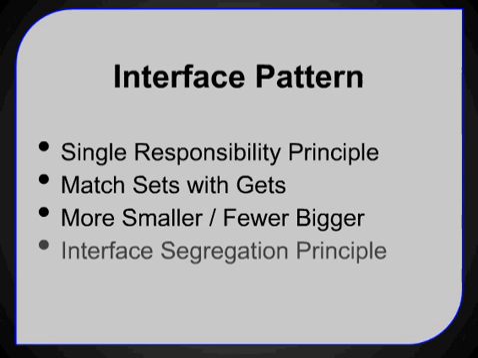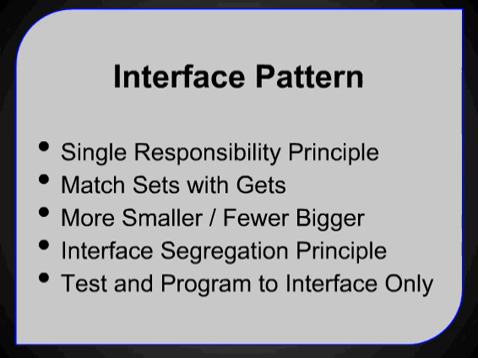And then we have the interface segregation principle, which says our stuff is tightly focused. We're only going to do one thing. And then finally, as we've seen earlier, you want to test and program your application to the interfaces, not to the implementations. This lets us get loosely coupled code. We could swap out our implementations very easily without the tests or the code that relies on it knowing or caring. And this is how we get loosely coupled systems.